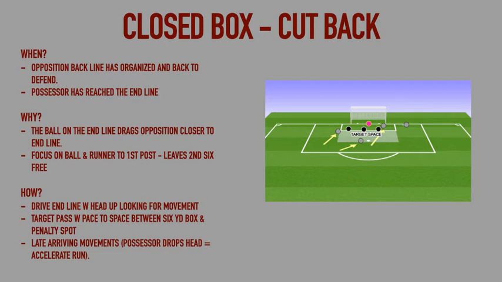And then finally, the arrival movements. We can't arrive too early. The front post is there to drag. Everyone else arrives as the player drops her head to make the pass. Typically before you make your pass, you drop your head to look at the ball right away. That's when we sprint into it. And that gives us that arrival space into that area.